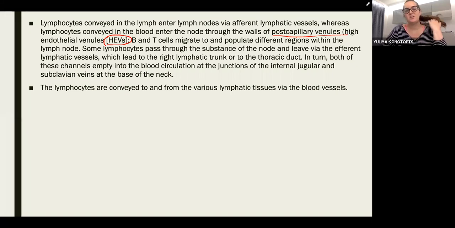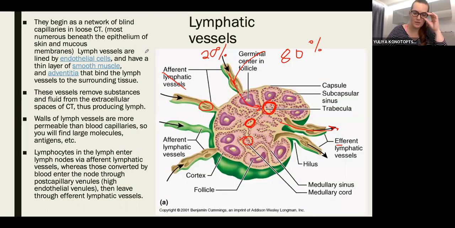So a very specific type of post-capillary venule, which is called high endothelial venule, is located only in the lymph node and spleen. Okay, and we call it high endothelial venule because its endothelial cells are not squamous, but rather cuboidal. Normally endothelial cells should be squamous, but here they are cuboidal. Okay, so 80% use this.